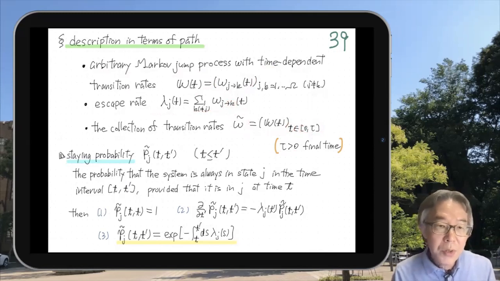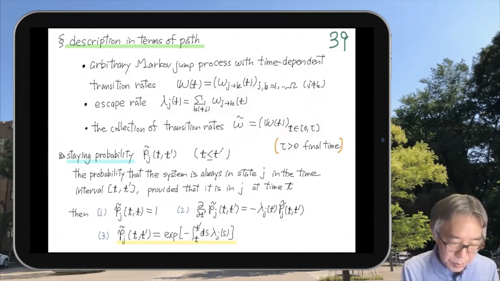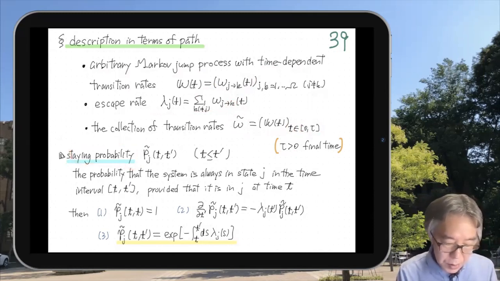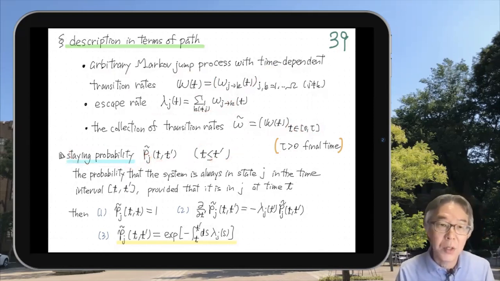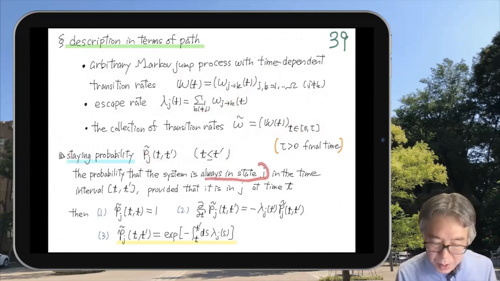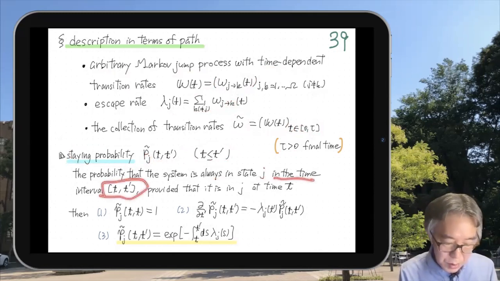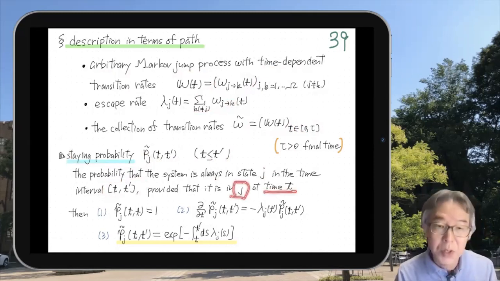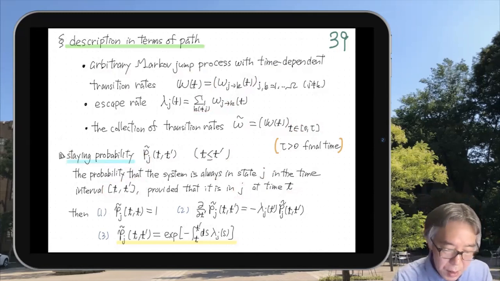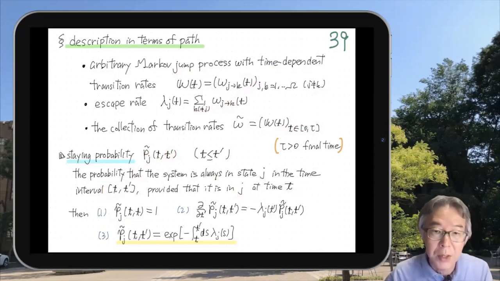Okay. And let me first define a new quantity called the staying probability, p tilde, and it depends on the state j and t prime satisfying this inequality. It is the probability that the system is always in state j throughout the time interval from t to t prime, with the condition that the system is in j at initial time t. Okay, this means that when t prime equals t, then this must be 1.